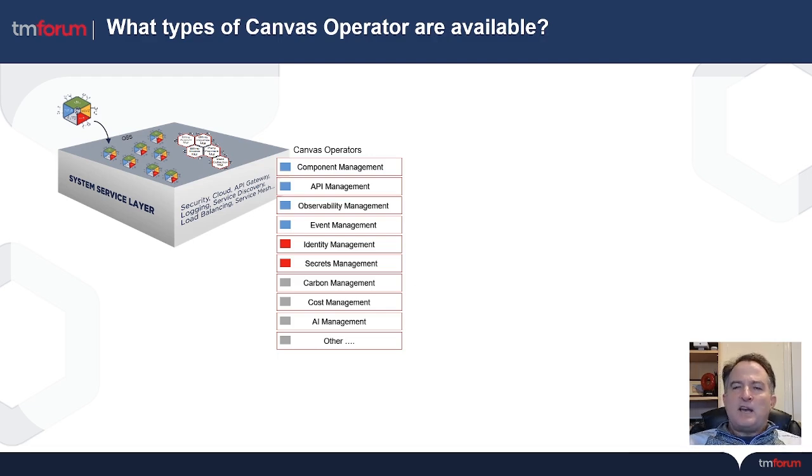So what types of Canvas operator are available? Now, there are several types of operator in the ODA Canvas. For each type of operator, there may be multiple technical implementations. The list below shows the types of operator available in the ODA Canvas reference implementation. This list is not exhaustive, and we foresee new operator types becoming available as the ODA Canvas matures. Now let's go through a few examples.